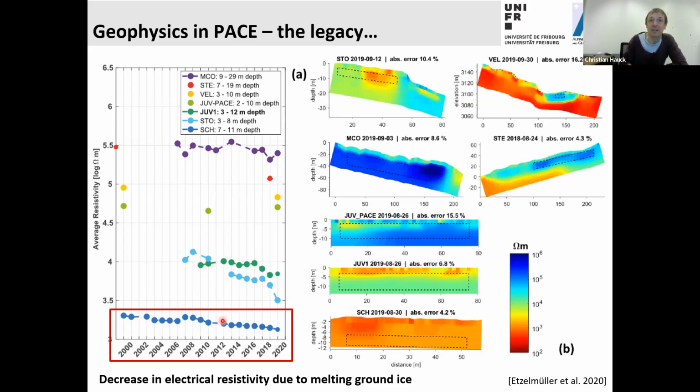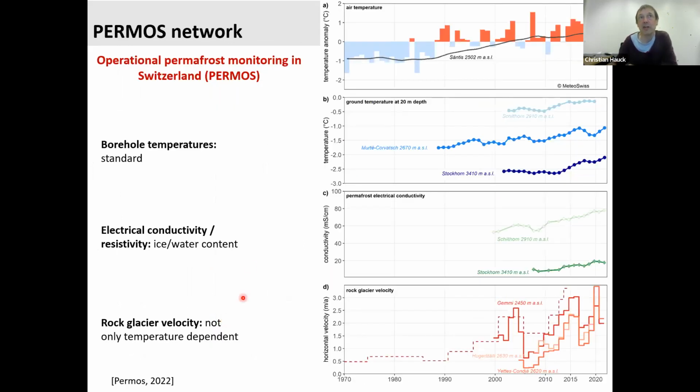So that started at this European PACE project at that time. Nowadays, this is included in the operational permafrost monitoring in Switzerland. Operational means these are the air temperatures in Switzerland. This is borehole temperatures in Switzerland. So in permafrost, you see it's at 20 meters, much deeper.